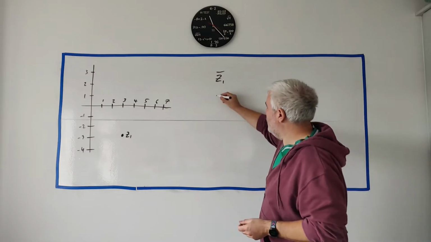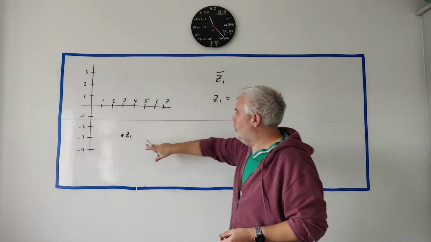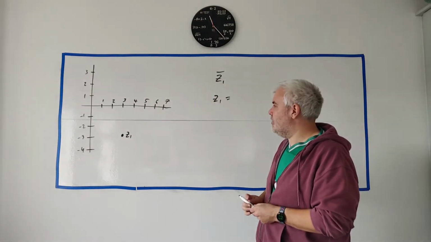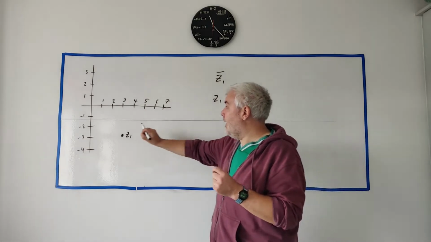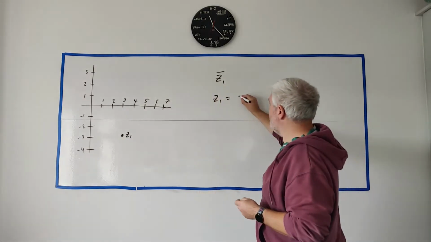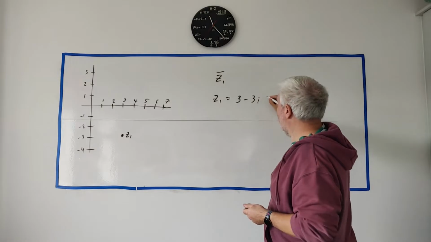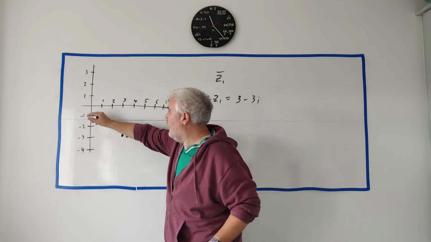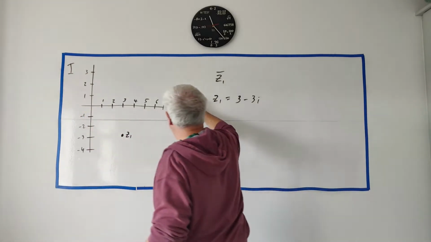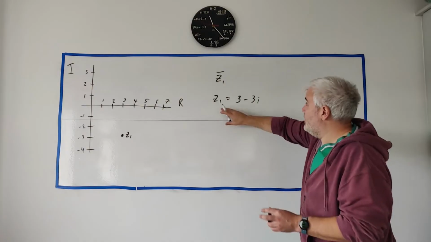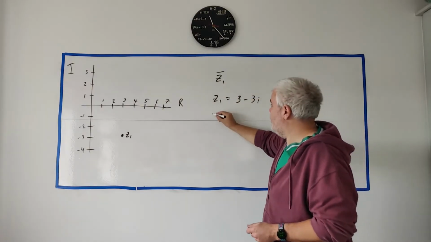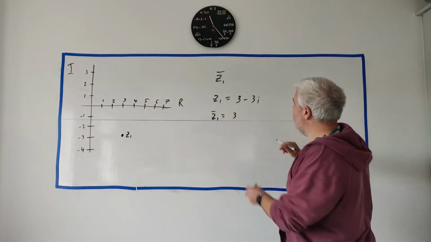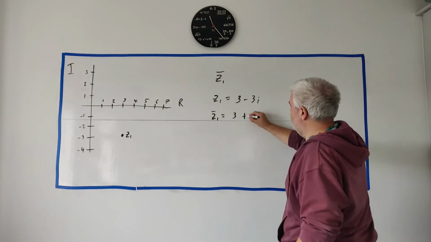Most students will say, well, Z1 is equal to, and write this number down. So what is this number? This is a common thing to ask in complex numbers: get a number from a graph. So this number is 3 minus 3i. 3 on the real part, minus 3 on the imaginary part. So that's Z1. Now what's Z1 conjugate, the complex conjugate? That's just changing the sign of the imaginary part.